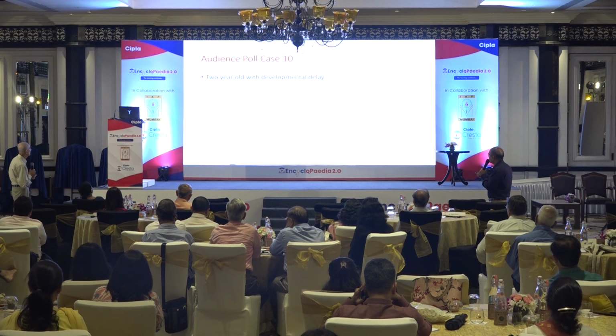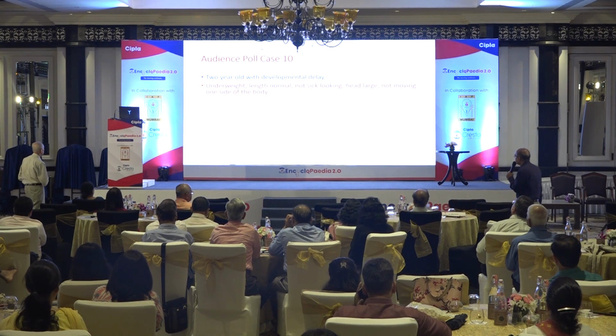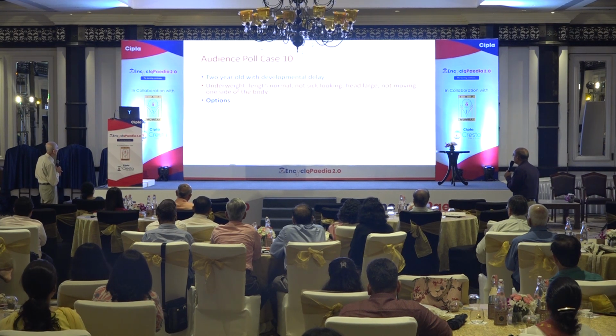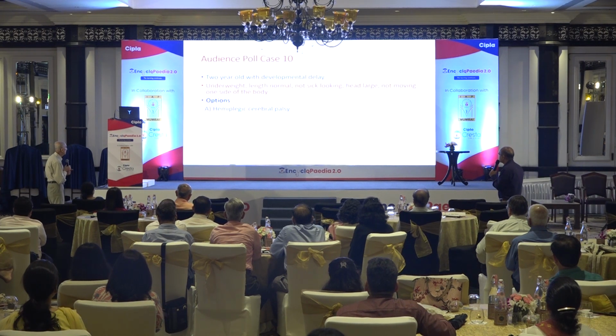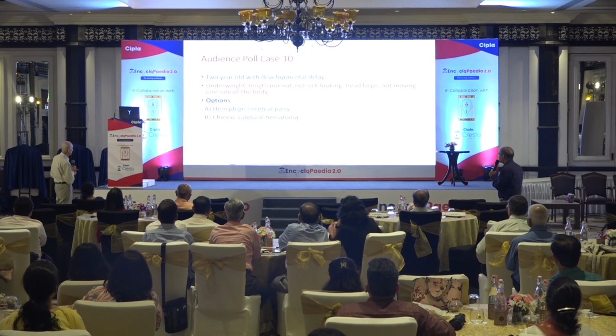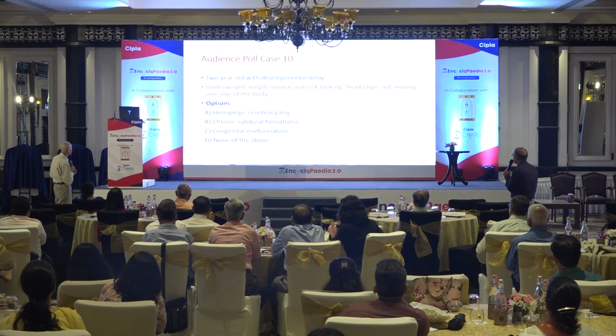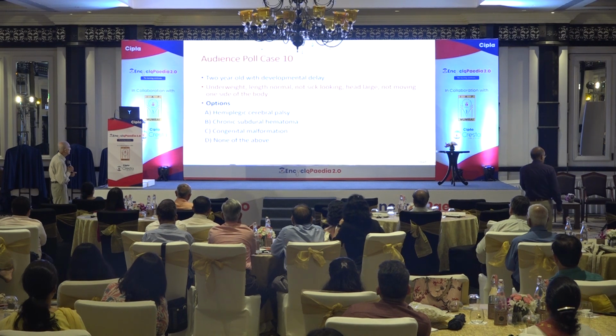2-year-old with developmental delay, underweight, length normal, not sick looking, head large, not moving one side of the body. Options: hemiplegic cerebral palsy, chronic subdural hematoma, congenital malformation, and none of the above, and voting after the music.